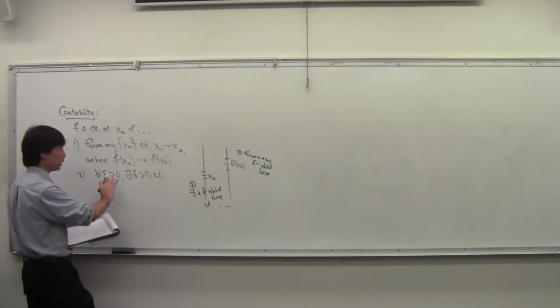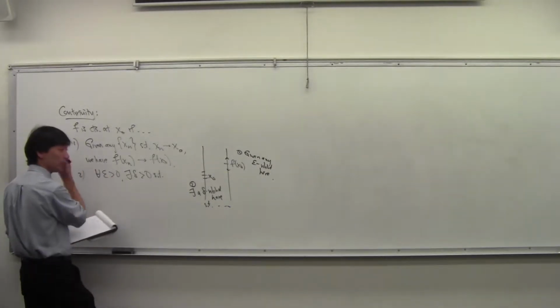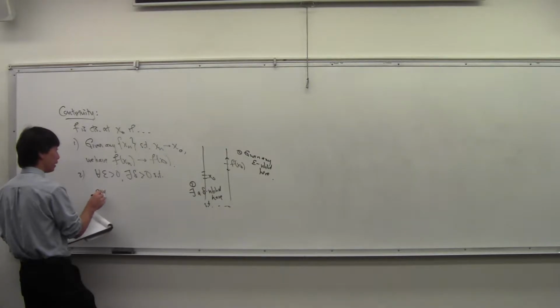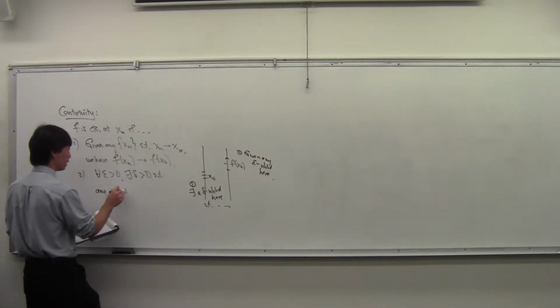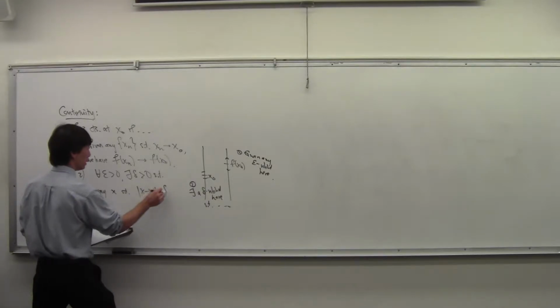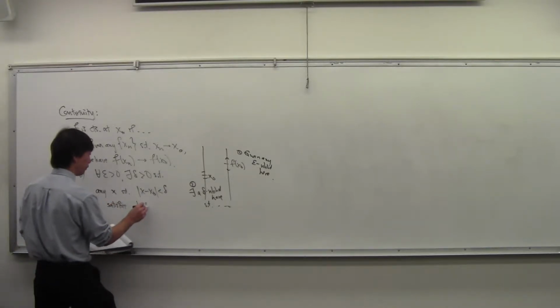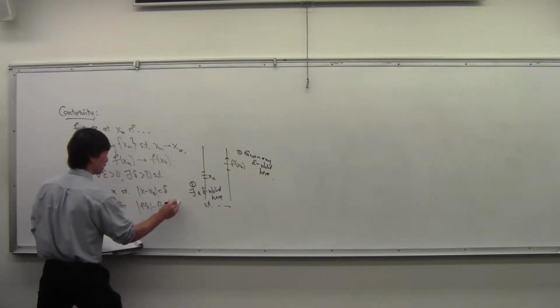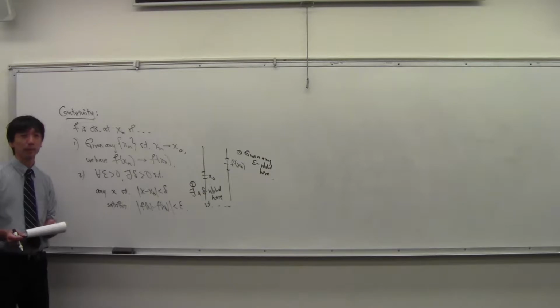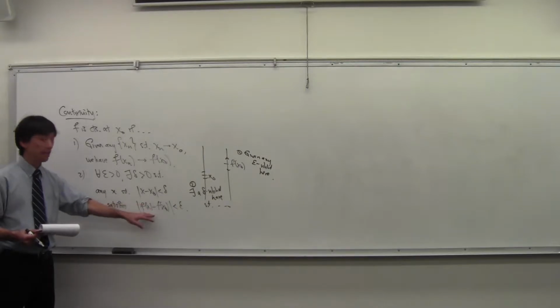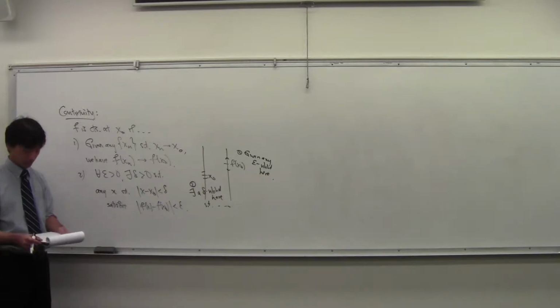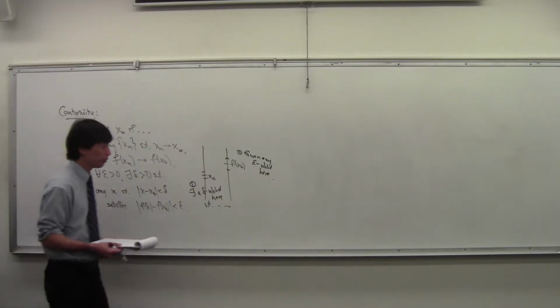So there's an order to this, right? Given any epsilon, there exists a delta, such that any x within delta of x naught satisfies f of x minus f of x naught is less than epsilon. Anybody in the delta neighborhood, its image lies in the epsilon neighborhood.